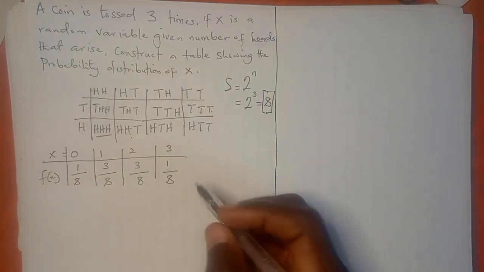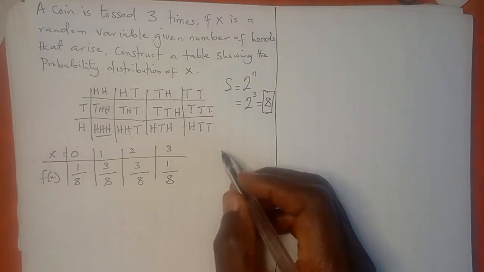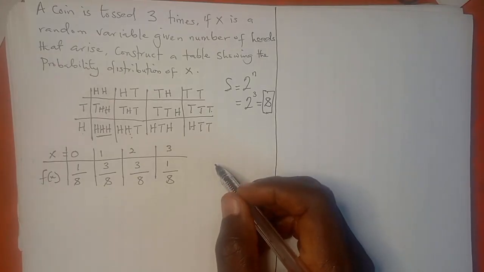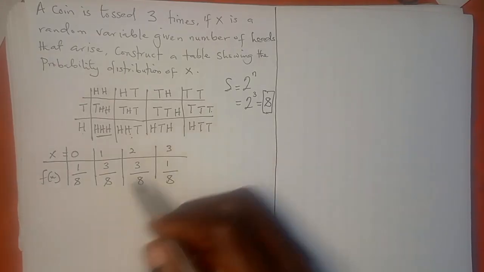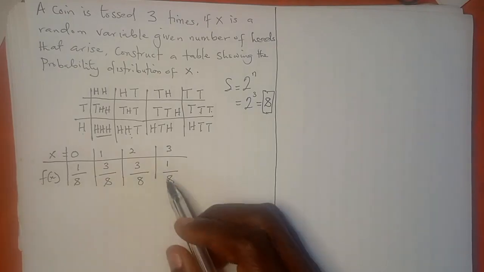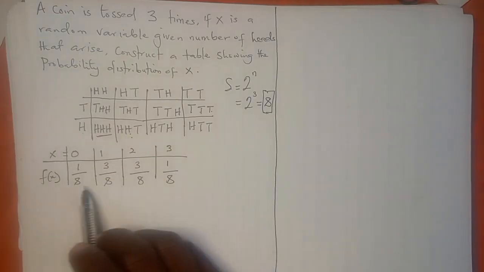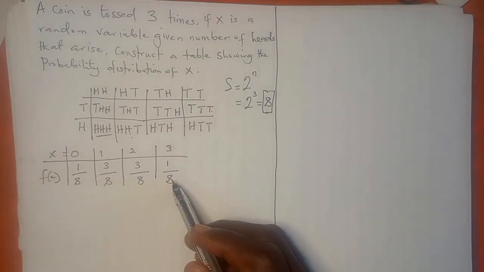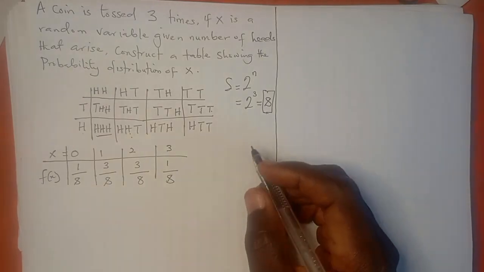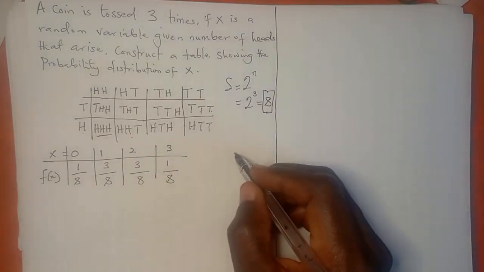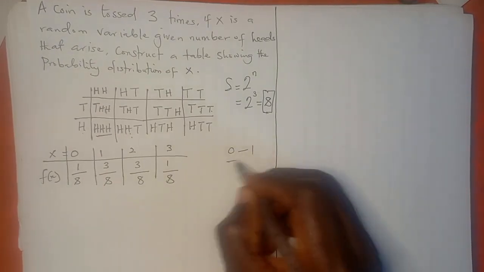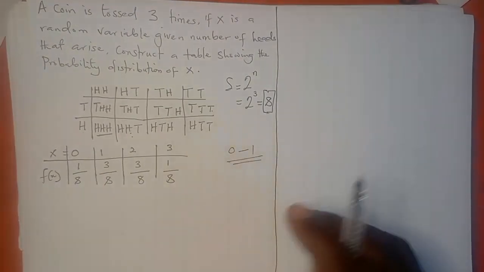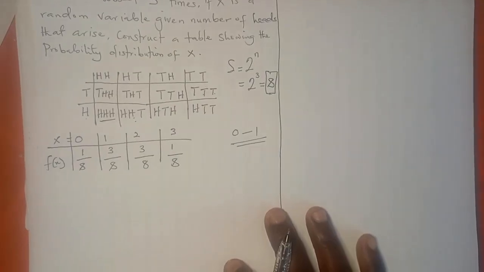And if you remember, in the law of probability, the summation of all these probability distributions will definitely give us 1. So if you add all of these together, it will give you 1. And when you're talking of probability, you cannot have a probability that's less than 0. So probability ranges between 0 and 1.